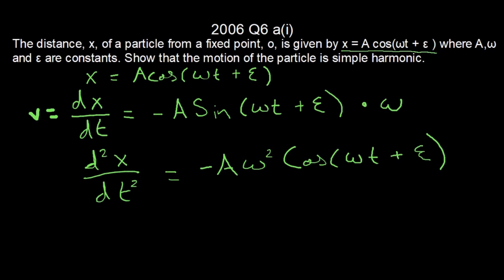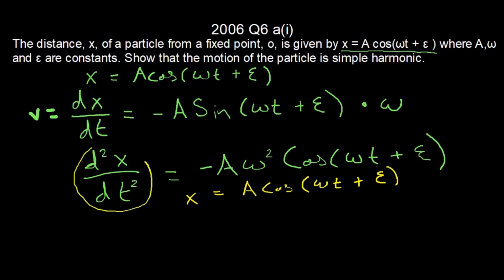Now, if you remember back to the start, they told us that x is equal to a cos omega t plus epsilon. So we can substitute x for any time we see a cos omega t plus epsilon. And all of this, by the way, is acceleration, because we have v over here. We differentiated that, so this is dv dt, which is velocity divided by time, which is acceleration. So all of this is acceleration.